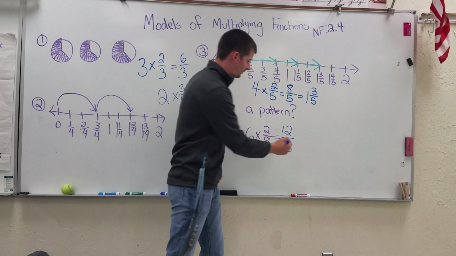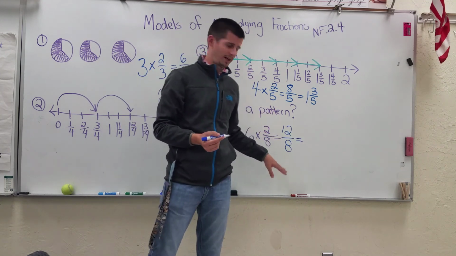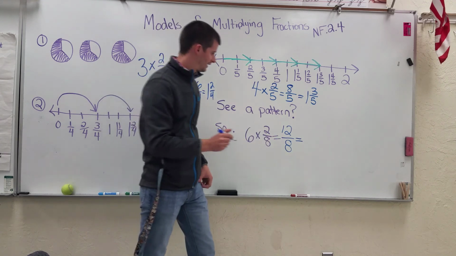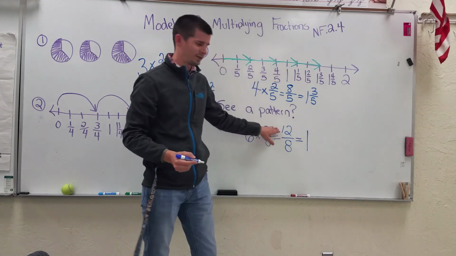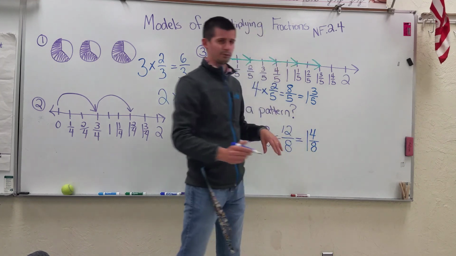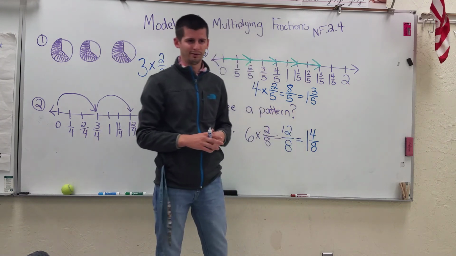If we wanted to change 12/8 into a mixed number, I could take out 8/8, which is 1 whole, and I'm left with 4/8 remaining. So it's also equal to 1 and 4/8. Both answers are acceptable, because after all, they are equivalent.